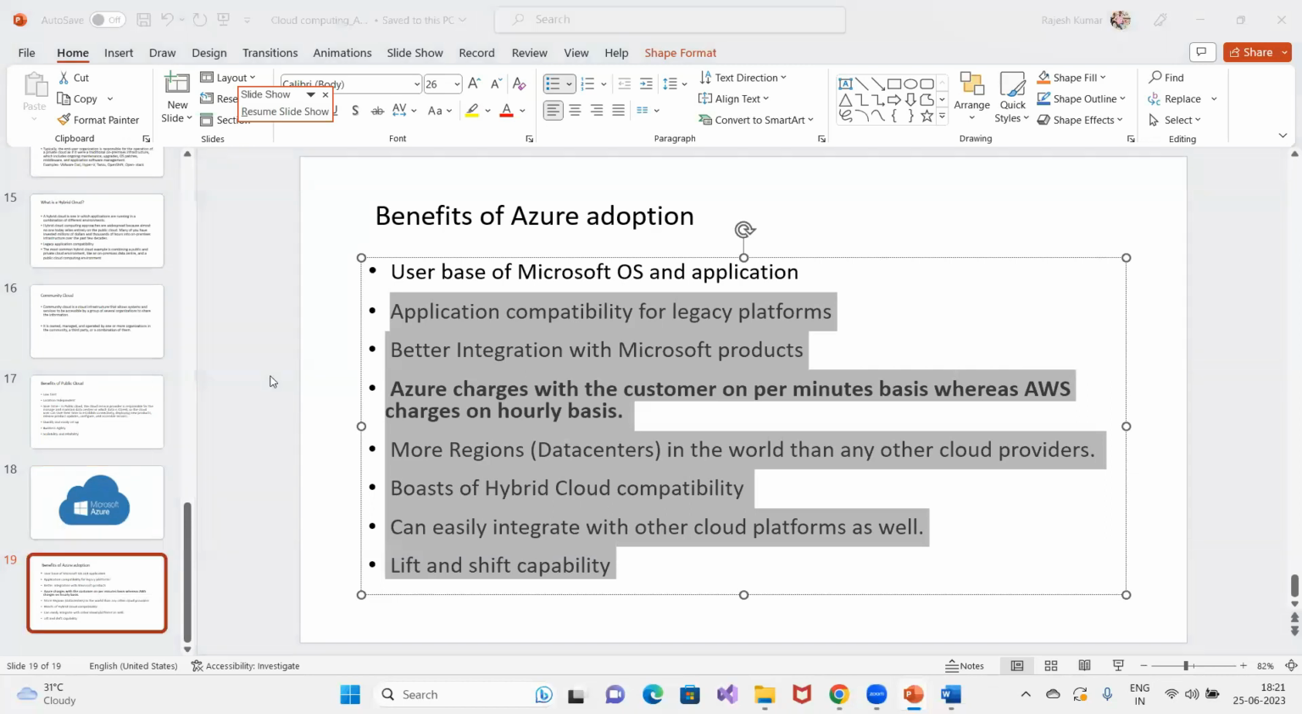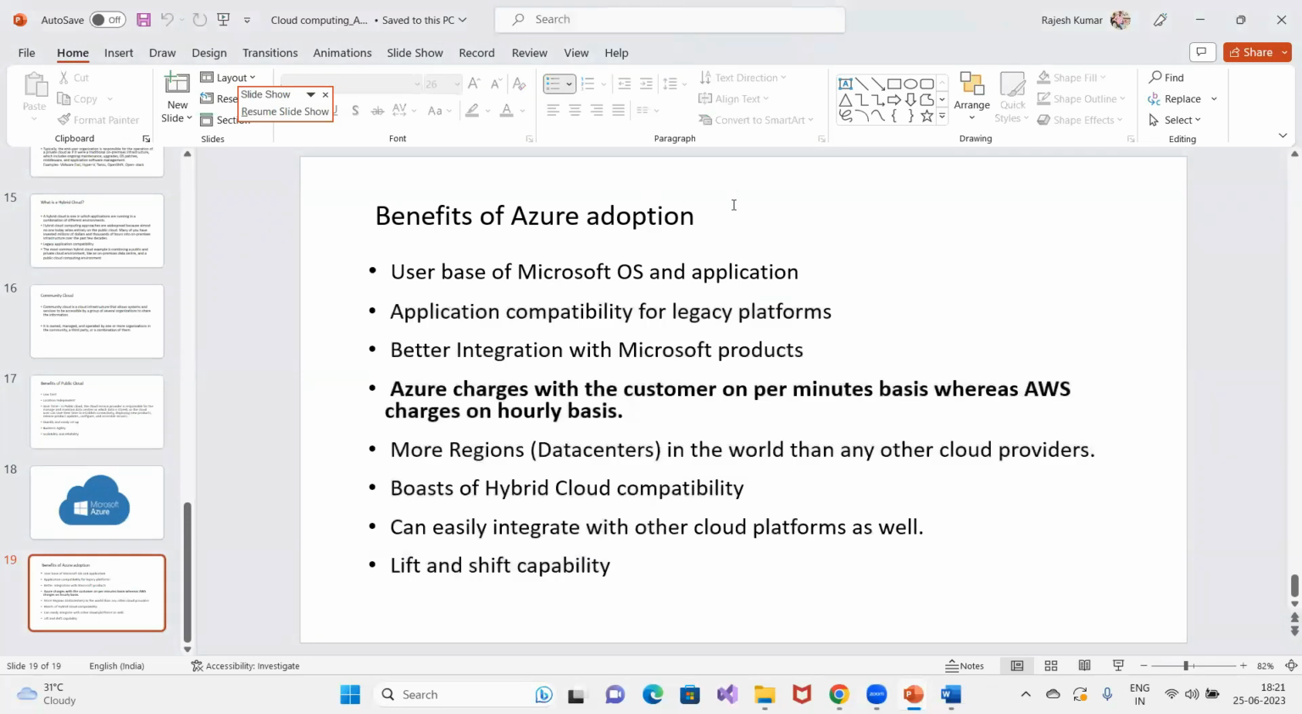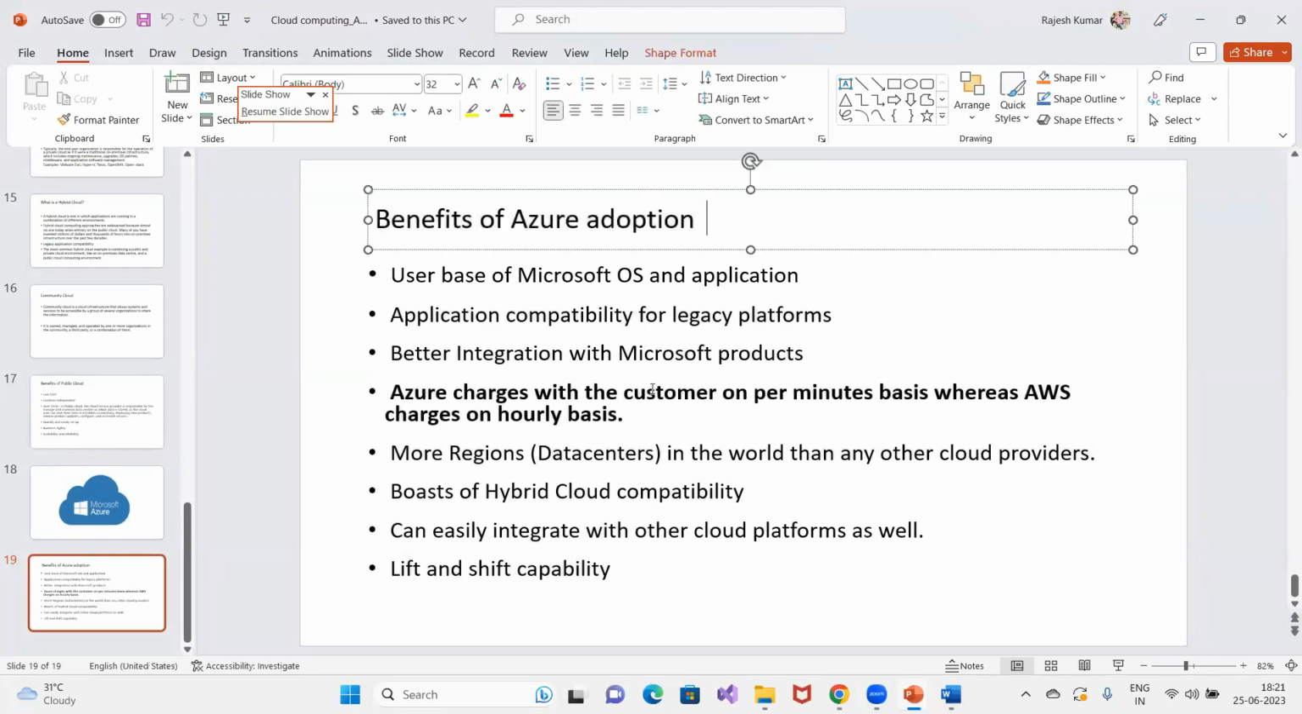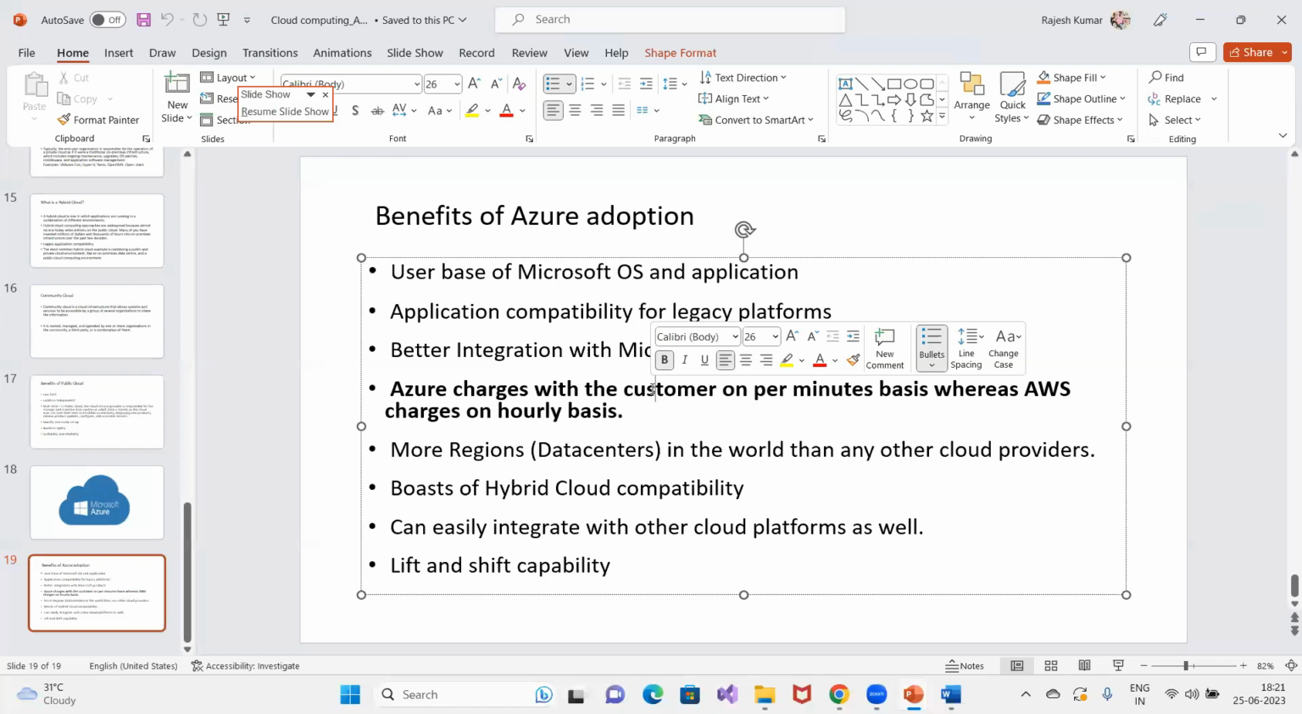So the companies who were earlier working on AWS are also shifting towards Azure. I will give you one example of a company. There is a company called Sapient. Sapient was earlier using AWS in their infra, but last year they migrated their complete platform to Azure because in AWS they were not getting good support from the AWS providers.